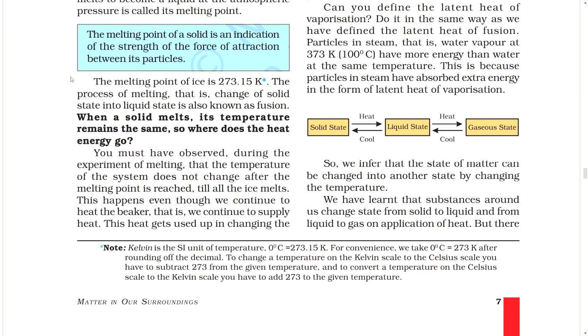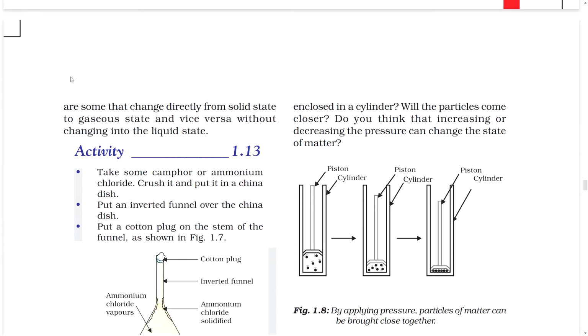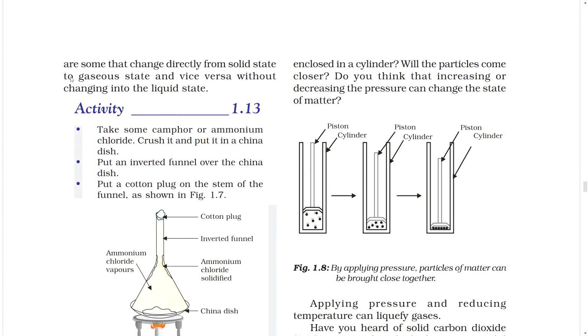So, we infer that the state of matter can be changed into another state by changing the temperature. We have learned that substances around us change state from solid to liquid and from liquid to gas on application of heat, but there are some that change directly from solid state to gaseous state and vice versa without changing into the liquid state.